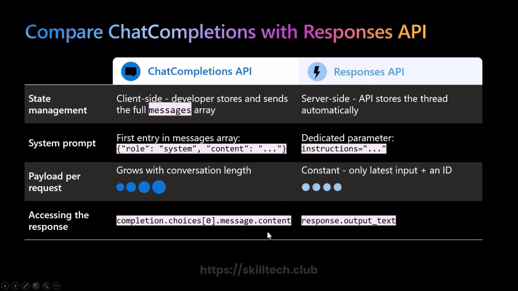And after this, the last one shows you how you can access the response, and what syntax you use to do that. In this, you use completions.choices with 0, which is the index, then .message.content. And in this, you can directly do response.output_text. You'll see both of these things in the lab, as I said.